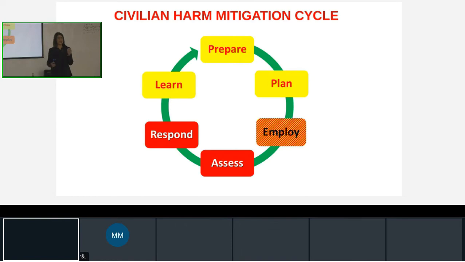But I think it's so important that during the planning phase, all of the challenges are identified. And then that also drives the resources, the training, and the preparedness for the soldiers and for the commanders.